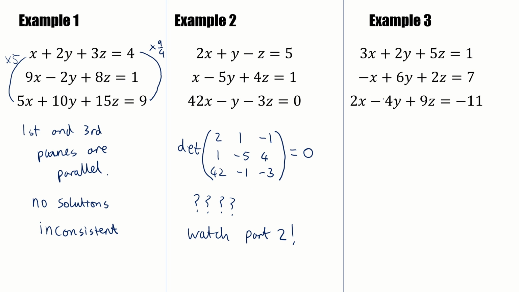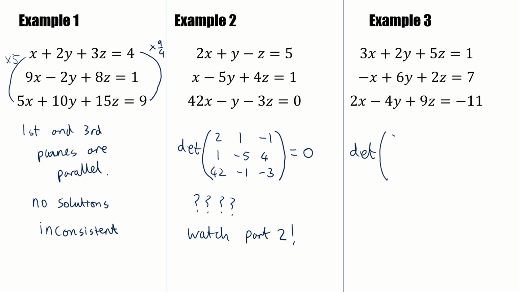Cool. Then moving on to example 3, the exact same checks again, checking if any of the equations have coefficients that are multiples of each other. So therefore, we compare the first and the second. They're not parallel. First and the third, they're not parallel. Second and third, they're not parallel either. So then we move on to calculating the determinant.